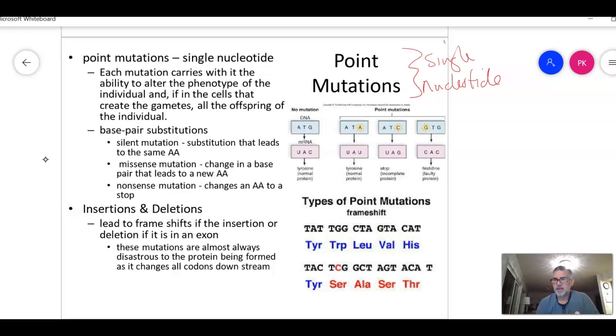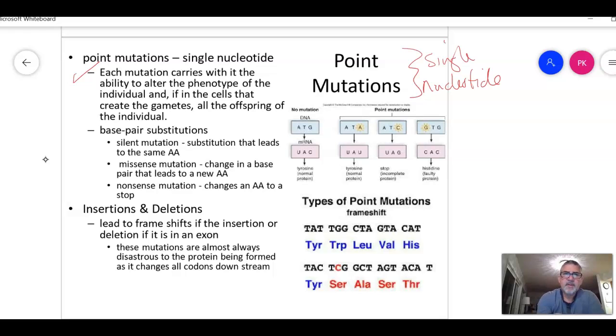Right? Not a gene or a chromosome segment, but a single nucleotide. So I'll say that each carries with it the ability to alter the phenotype of the individual, right? And from the cells that create gametes, all the offspring of the individual. So most cancers are caused by point mutation, right? So a lot of our survivable diseases, right, our genetic diseases are caused by point mutations.